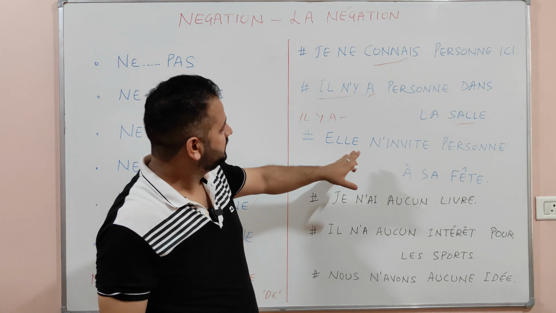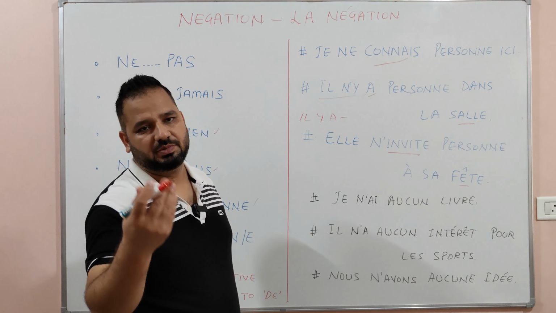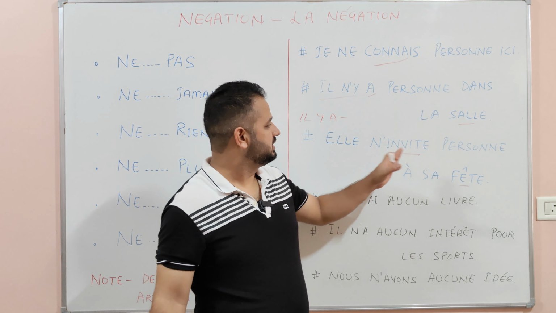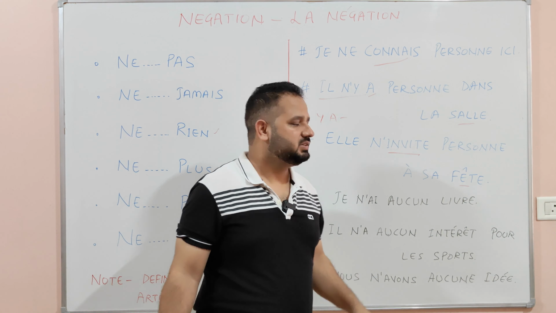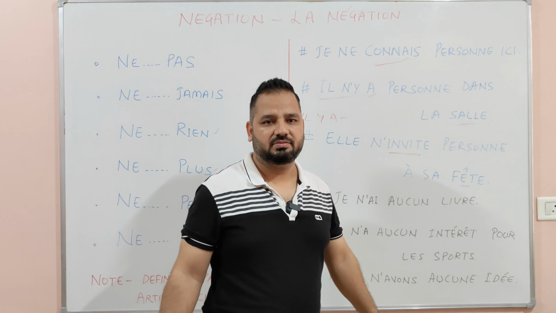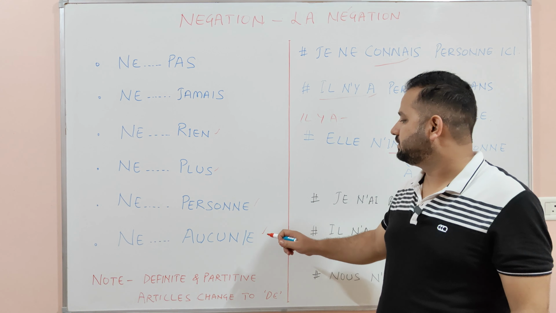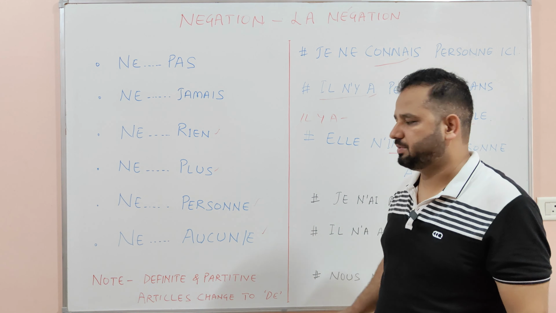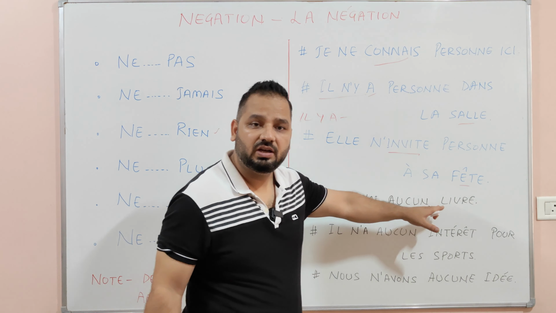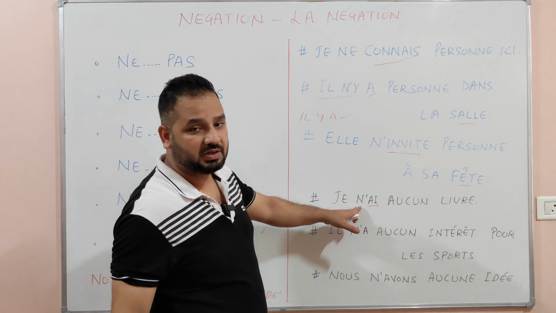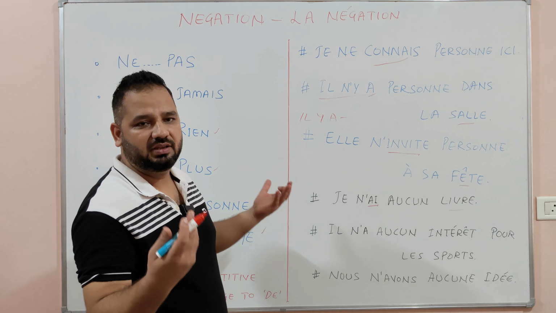One more example. Elle n'invite personne à sa fête. Fête is party. The base form is inviter. She doesn't invite anyone to her party. Correct? Let's move to the last one, which is ne aucun or ne aucune. Aucun is for masculine and aucune for feminine. Let's discuss a few examples. Je n'ai aucun livre. Verb, we have sandwiched it with ne and aucun. Livre is book. I don't have any book.